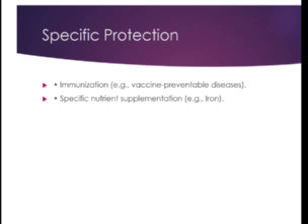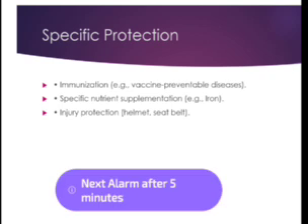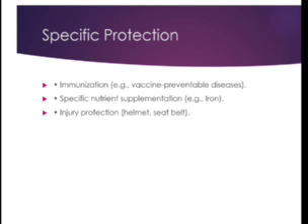Then specific nutrient supplementation. Somebody might get iron deficiency anemia because of iron deficient food, so we give iron as a supplement, so that iron deficiency anemia is prevented. Then injury protection. Wearing a seat belt, wearing a helmet, you protect yourself. Wearing a quality helmet protects you from injury. So before the accident occurs, we use preventive measures.